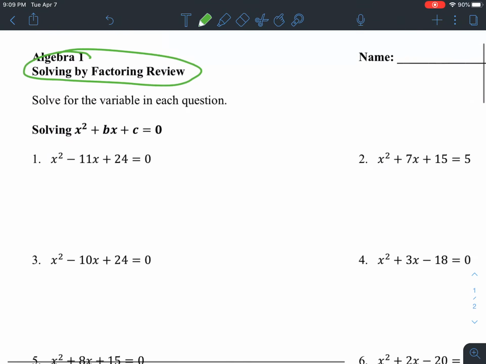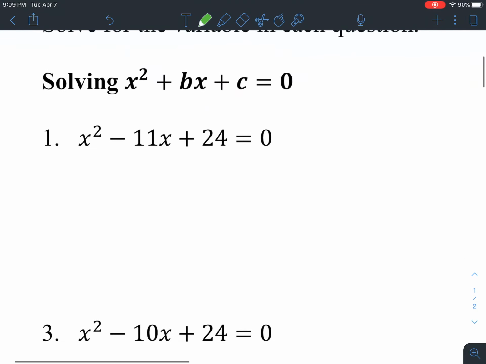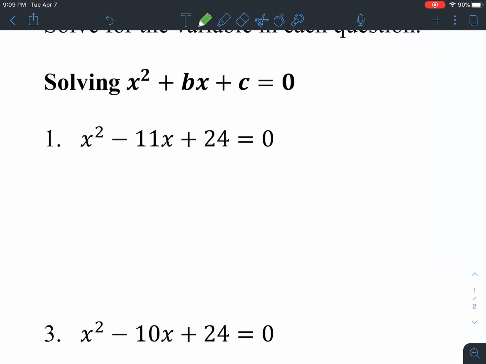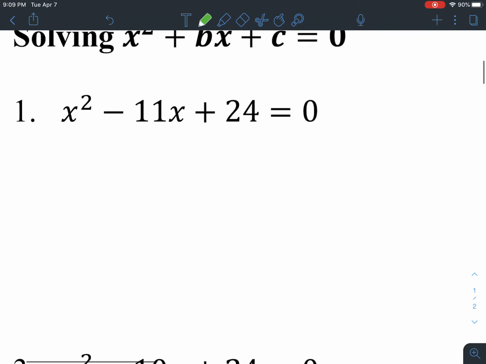Okay, so without further ado, we'll get started here. We want to solve x squared minus 11x plus 24 equals 0. In other words, what x values, what could I plug in for x to make the left side of that equation equal 0? So what we're going to do is factor that left side. So that's where we look for, again, two numbers that are going to multiply to equal 24 and are going to add to equal negative 11.